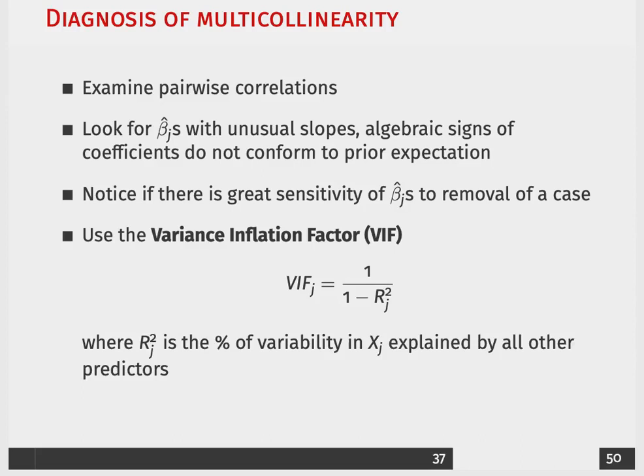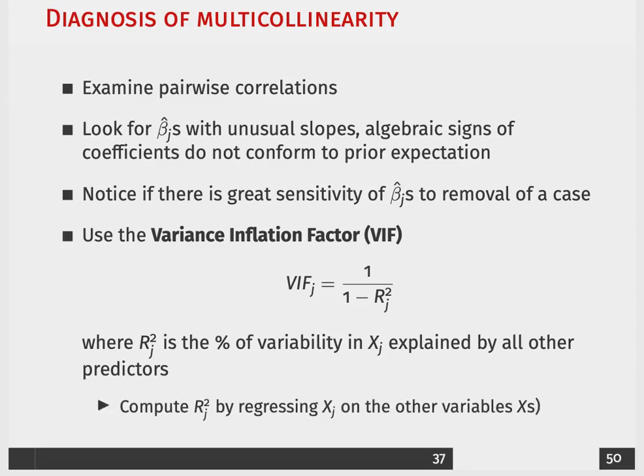In other words, that R squared value is going to be the percent of variability in our covariate that's explained by all the other predictors. So if there's a variable that has a large VIF, that means that variable's variation is largely explained by the other collinear variables. And so that is especially going to be potentially problematic.